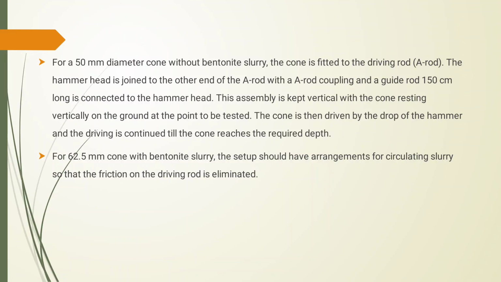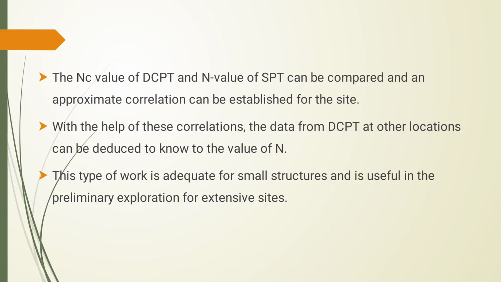If you are using the 62.5 mm cone with bentonite slurry, the setup may be made with an arrangement for circulation of slurry so that the friction on the drilling rod is eliminated. The NC value of DCPT and the N value of SPT can be compared and an approximate correlation can be established for this site. With the help of this correlation, the data from DCPT at other locations can be deduced to know the value of N, and this type of work is adequate for small structures and useful for preliminary exploration of extensive sites.